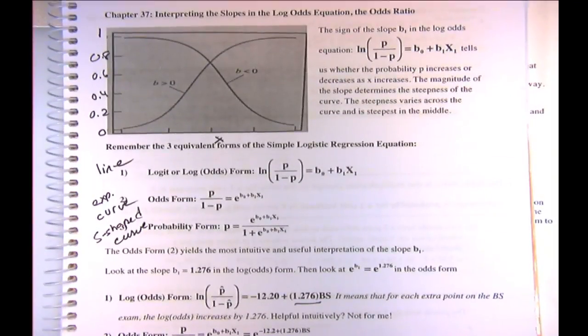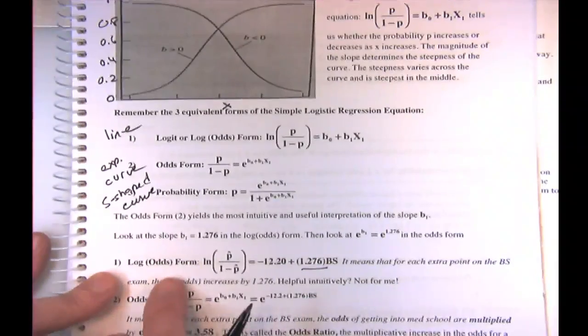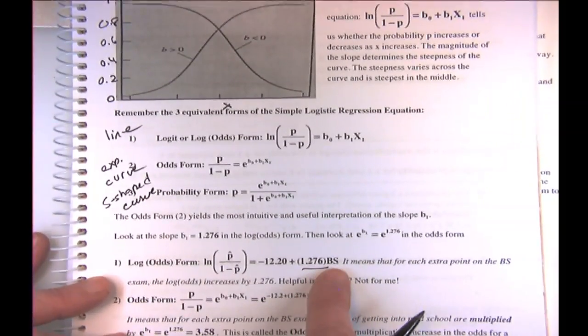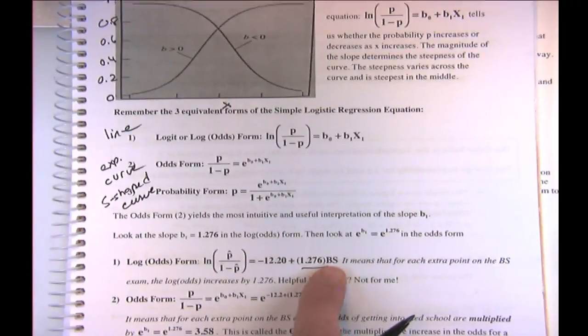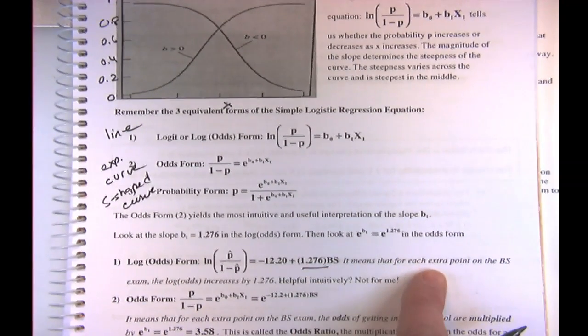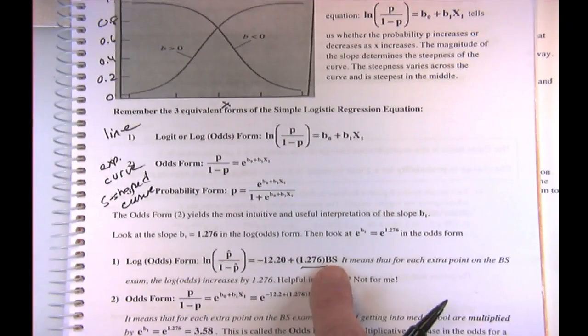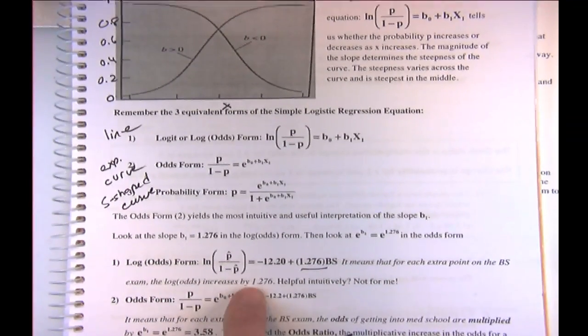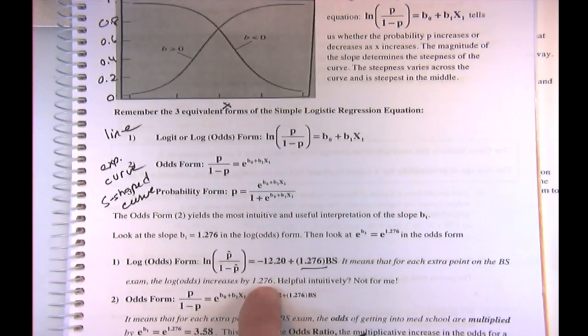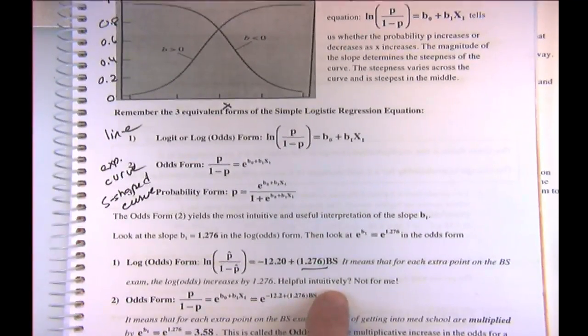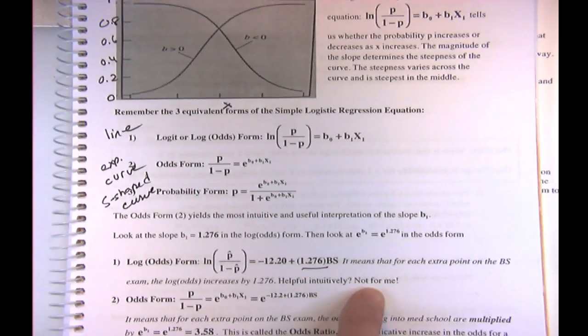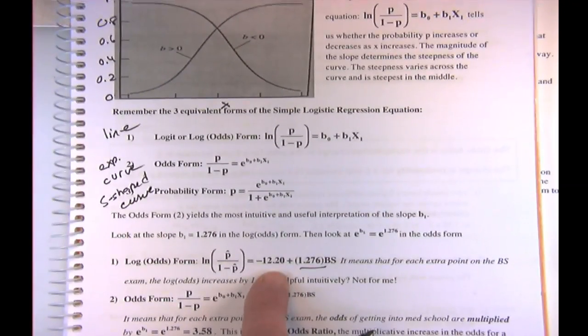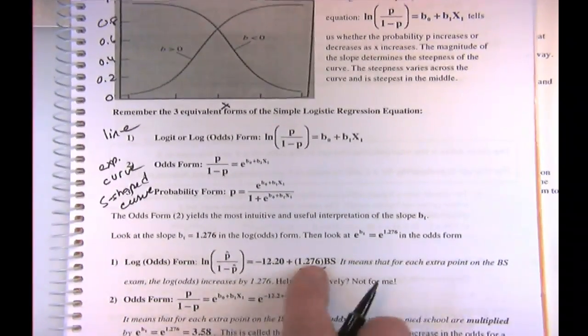So what does it mean? In the log odds form, it means that for each extra point, this is very easy because it's a linear equation, but it doesn't really make sense. It's not very intuitive. It means that for each extra point in your biological science score, the log odds of getting into med school increases by 1.276. That's not helpful intuitively for me. The log of the odds increases, maybe for people who are really used to logarithms, but that just doesn't seem real intuitive.